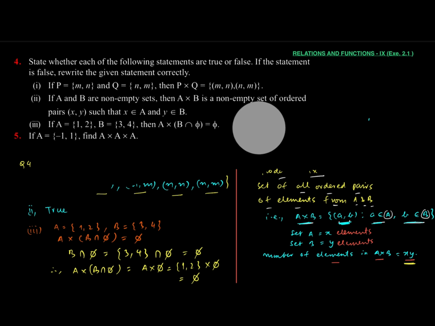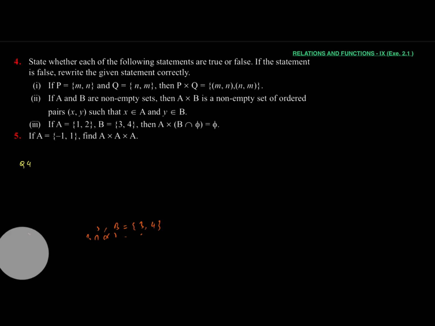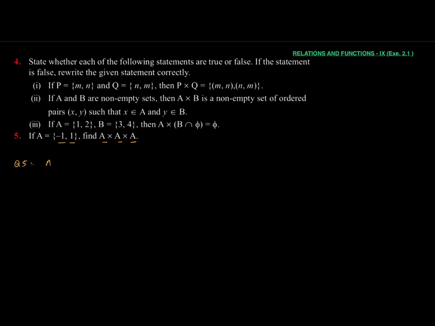Towards question number 5. Now question number 5 is, if set A has elements -1 and 1, find A cross A cross A. So it's question number 5. Here we are having set A with elements as -1 and 1. And we'll have to determine what A cross A cross A will be. Since here we'll have to determine the Cartesian product of three sets, so instead of ordered pairs, we'll be having ordered triplets. Here firstly we'll determine what A cross A is.